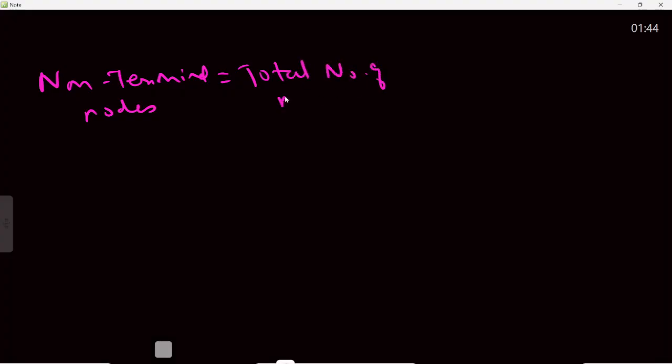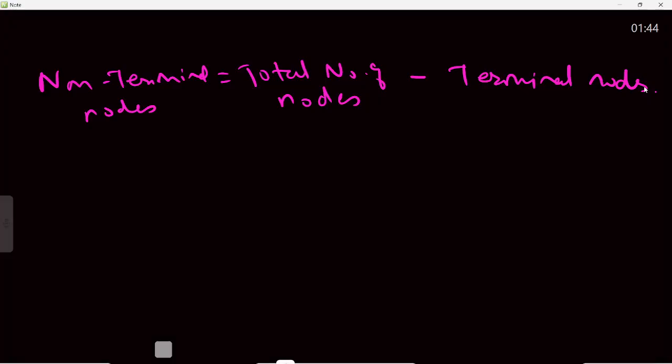Let's find it. So I will be writing non-terminal nodes is equal to, what will be the formula? Total number of nodes minus terminal nodes, right?